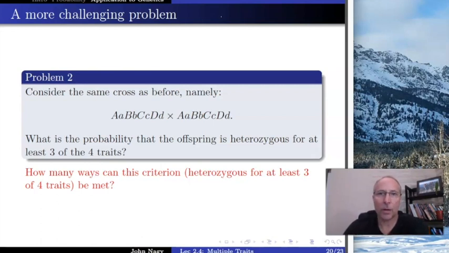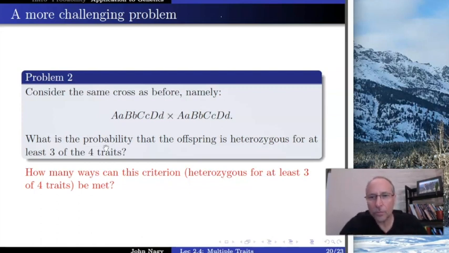Now, here's a second problem I want to deal with, and that is, what would happen if we had the same cross as before? We have these quadruple heterozygotes. What would happen in this case to give us a heterozygote for at least 3 of the 4 traits? What's the probability of that? Heterozygous for at least 3 of the 4 traits. Okay? Well, if we think about this for a second, we got to understand exactly what the question is asking.